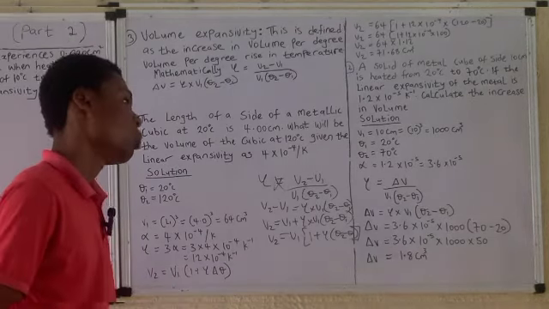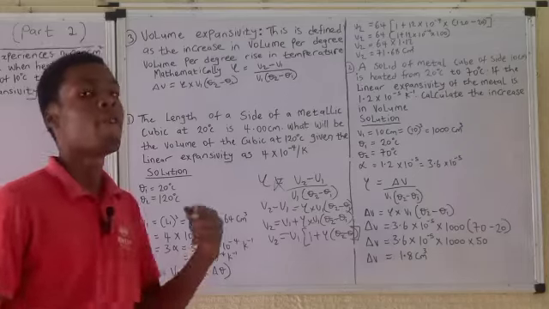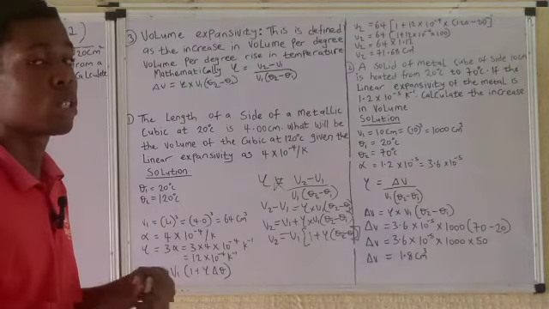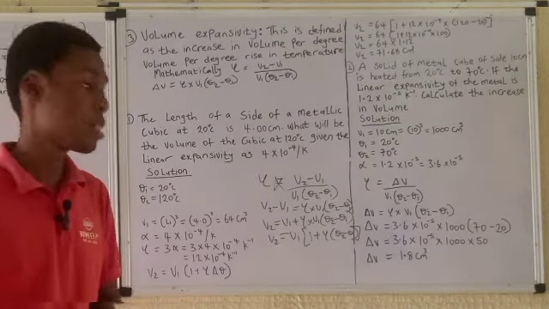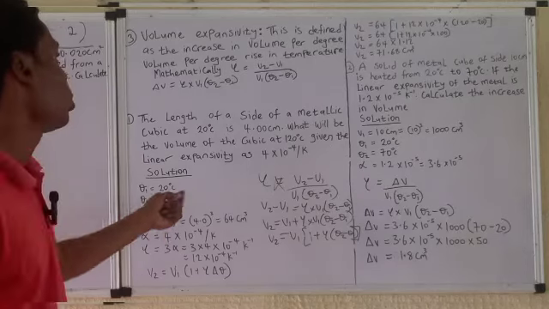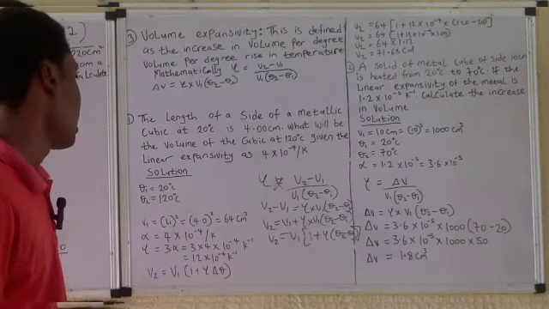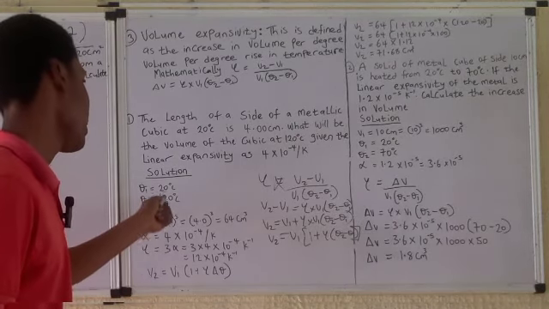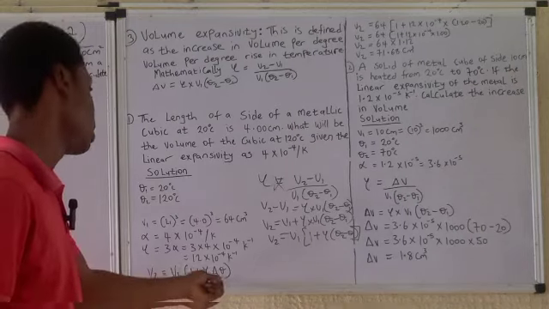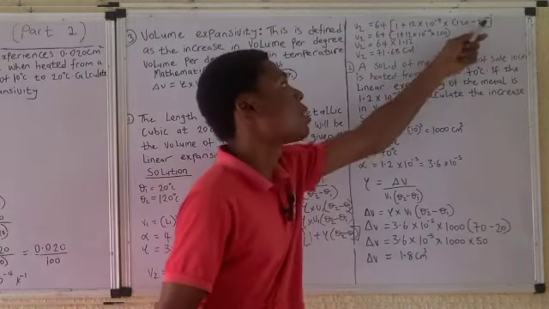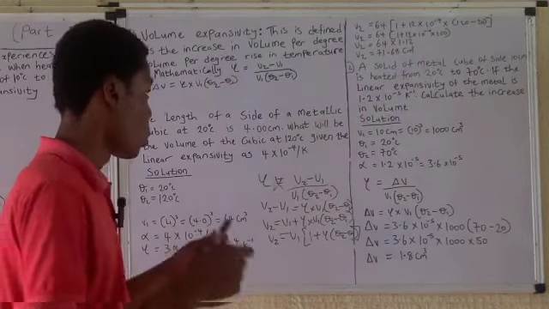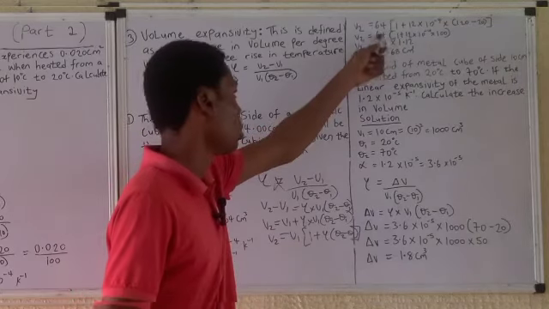Our change in temperature, remember, is final temperature minus initial temperature, which is our theta 2 minus theta 1. So what is our theta 2? Our theta 2 is 120 and our theta 1 is 20. So we say 120 minus 20 as our change in temperature, which you have here. So we solve 64, 64 come down.